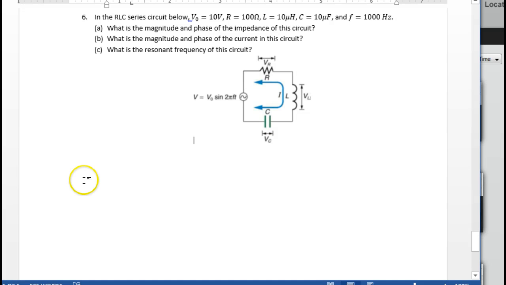Here we have the final problem of exam 3, problem 6. Question 1 is, what is the magnitude and phase of the impedance of this circuit? And so we have our V naught is 10 volts, resistance is 100 ohms, inductance is 10 microhenries, capacitance is 10 microhenries, and the frequency is 1000 hertz.